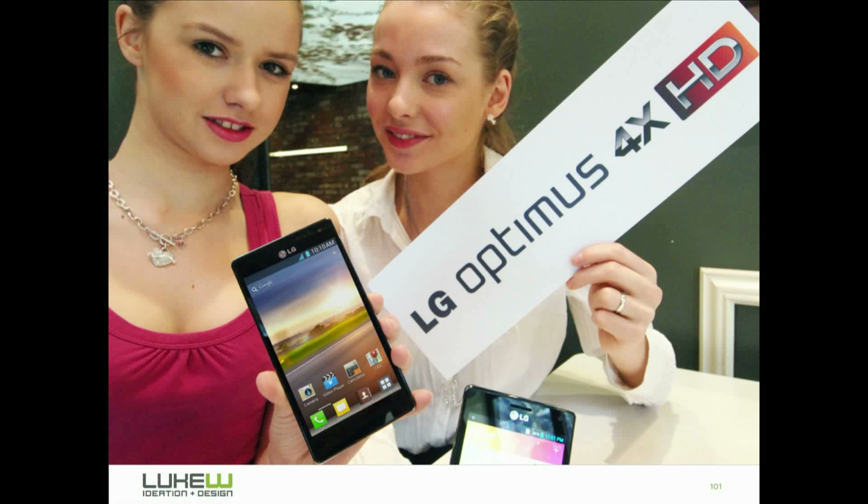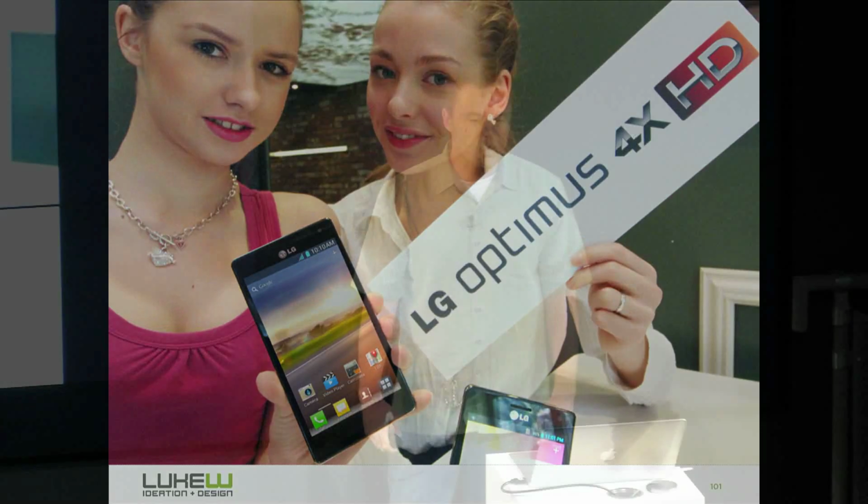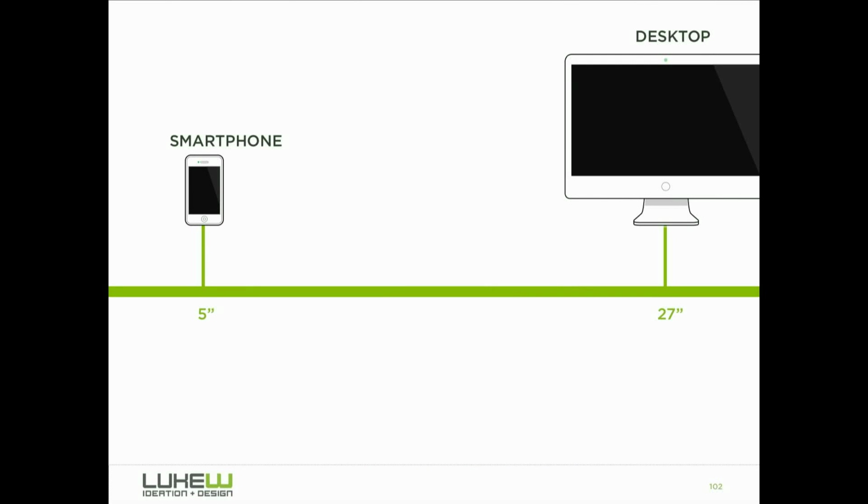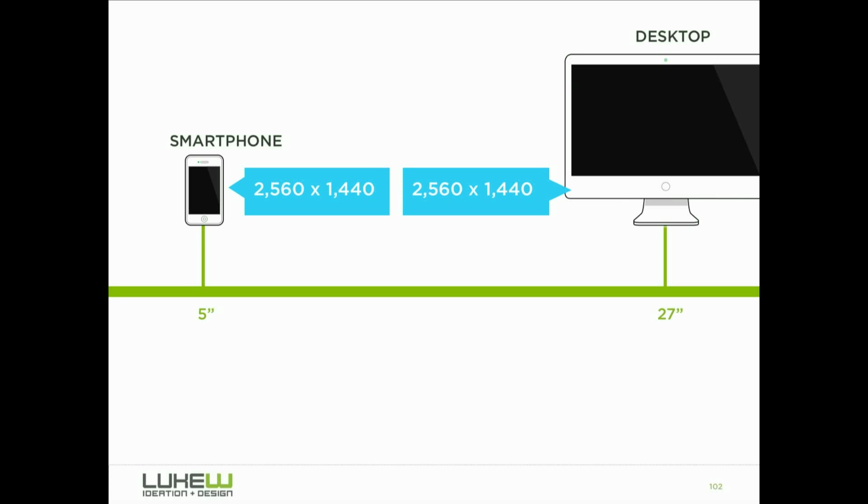Because LG, about 3 weeks ago, introduced the Quad HD 4X display. 538 pixels per inch on a 5.5-inch screen. Let me just illustrate what the heck that means. That is a 5.5-inch screen with 2,560 by 1,444 pixels, which is the same as a 27-inch iMac on 5.5 inches. So this HD screen thing is not going away.